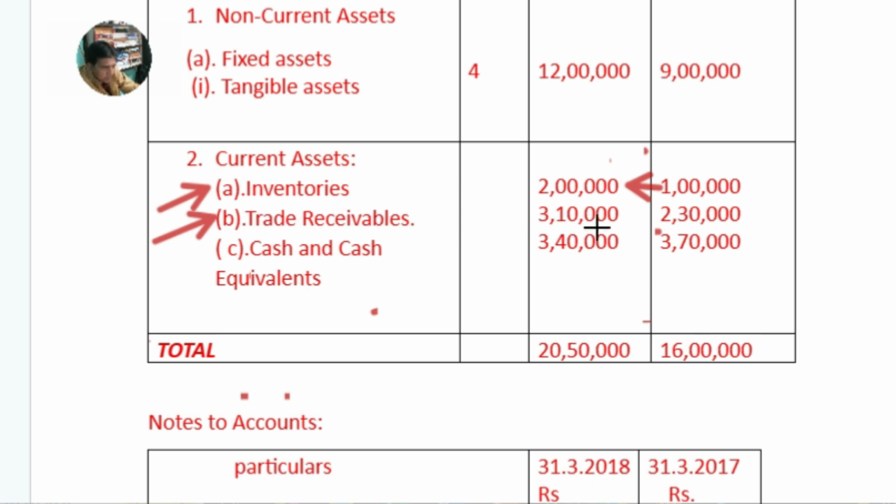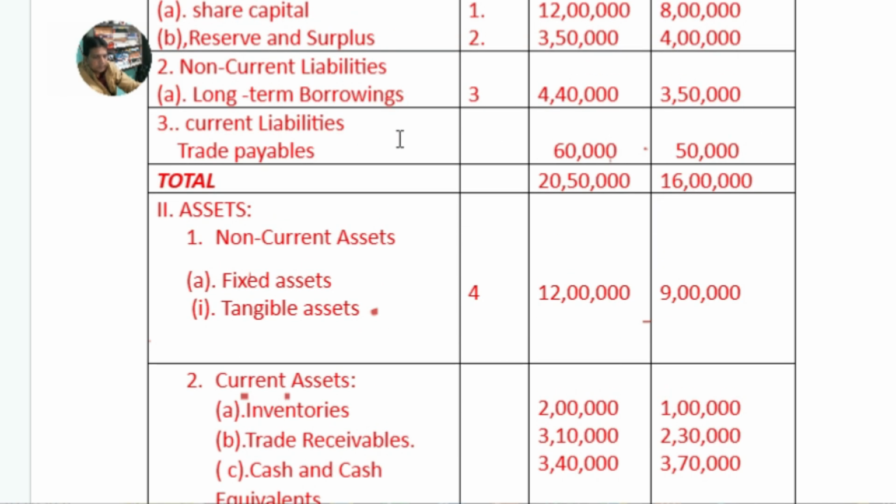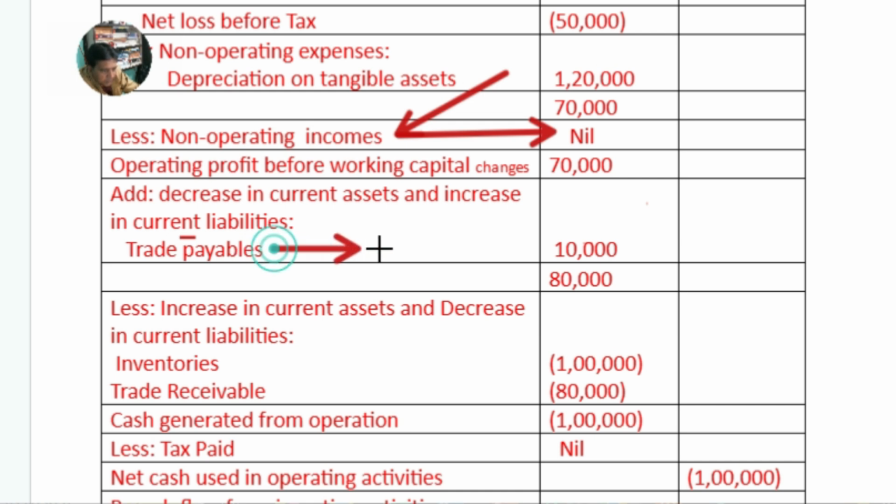Inventories and trade receivable is also increased. That means there is no decrease in current asset, current liability. So have a look, current liability is increased. This is 2017, this is 2018, increased from 50,000 to 60,000. So 10,000 value of current liability is increased. Here trade payables 10,000. Now add this value with this 70,000. So 70,000 plus 10,000, 80,000.